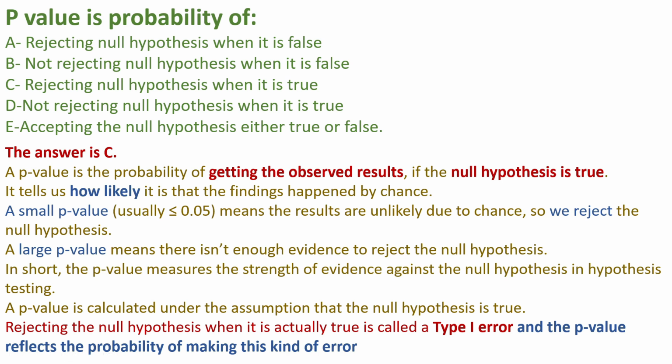A p-value is calculated under the assumption that the null hypothesis is true. Rejecting the null hypothesis when it is actually true is called a type 1 error, and the p-value reflects the probability of making this kind of error.